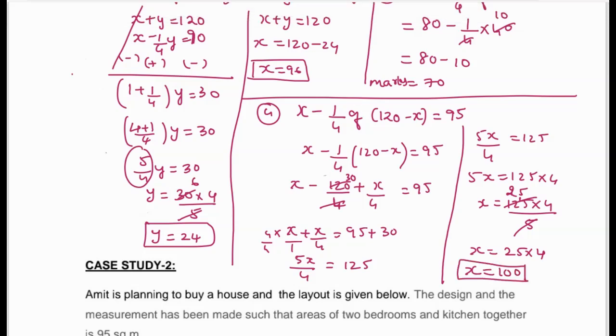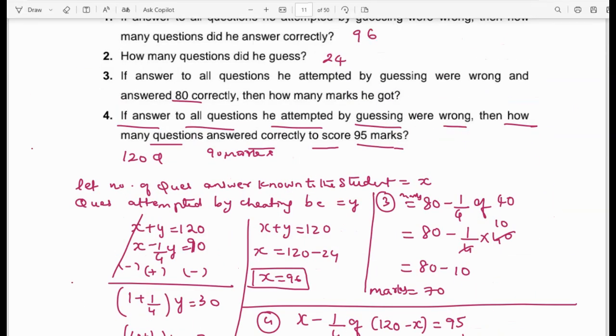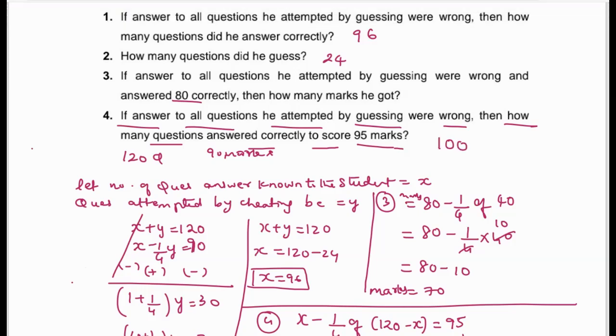So yeah, the answer is 100. So how many questions he attended? It was 100. If all of the questions he attempted by guessing were wrong, then how many questions answered correctly to score 95? He has 100 questions. Okay.